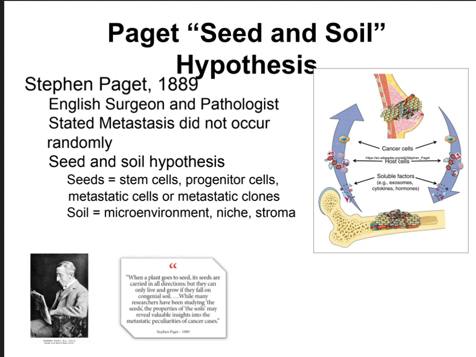But if the cancer cell lands in a place that is excreting the right factors, the right growth factors, the right cytokines, the right hormones, then that cancer cell can survive, it can proliferate, and it can really just take off. So that's the seed and soil hypothesis, right? The seeds would be the stem cells or progenitor cells. The soil is representing the microenvironment, the stroma, the niche inside of the tumor that the cancer is being exposed to.